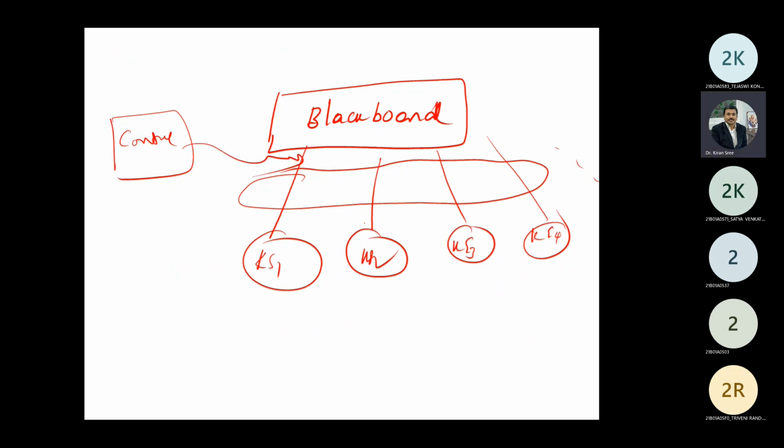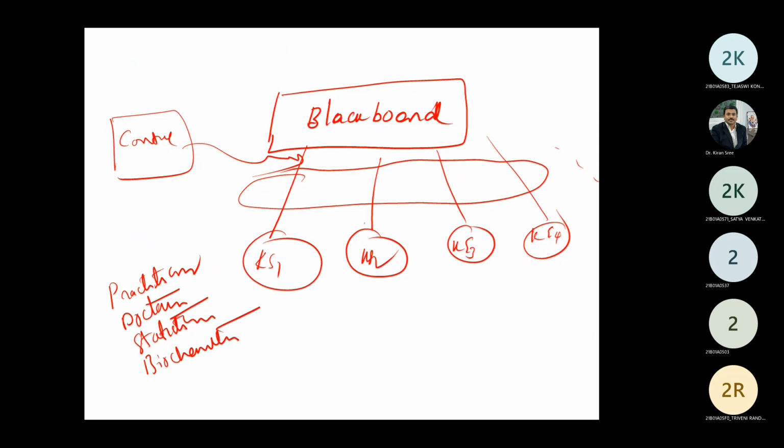Like when you're designing Mycin, you have various knowledge experts called practitioners. You need to have doctors. You need to have statisticians. Many other people who can validate, biochemists, bioinformatics scientists, and so on and so forth. All these are knowledge sources.